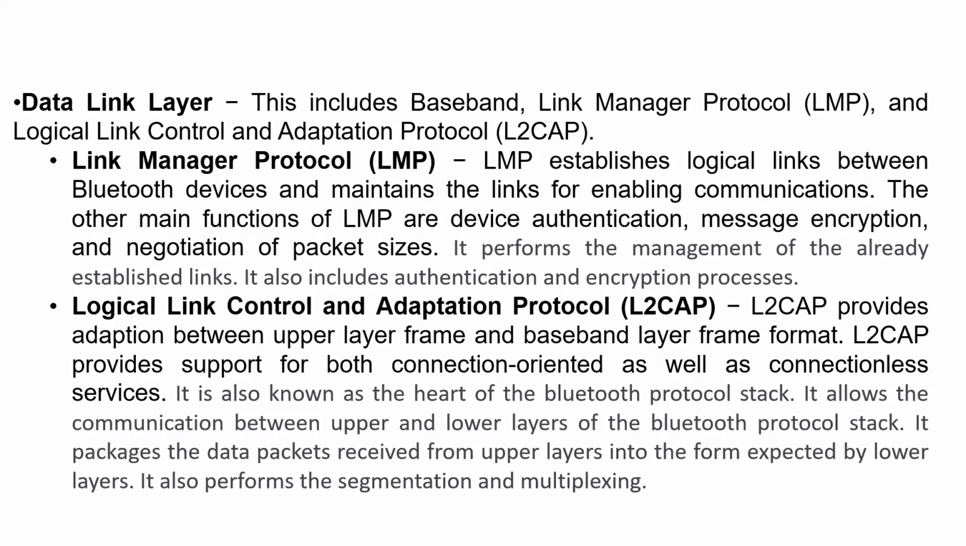Now the next layer that we come across in Bluetooth is the data link layer. Here you can again observe that it includes 2 sublayers: one is called LMP and the other is called L2CAP. So these 2 sublayers are there in the data link layer. The first sublayer of this data link layer is LMP.